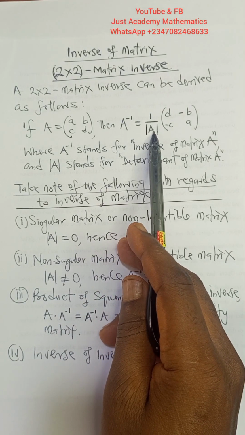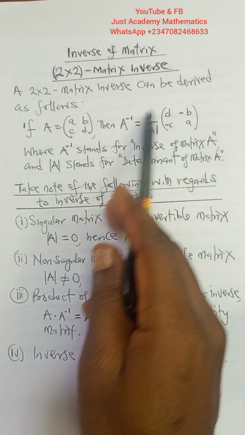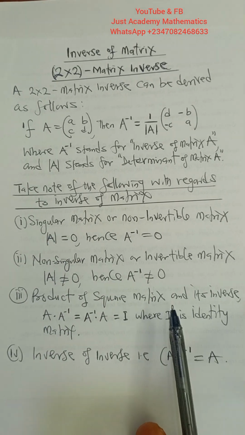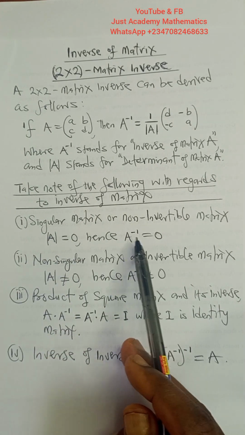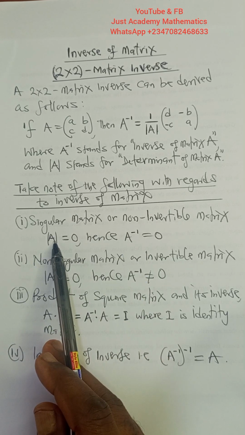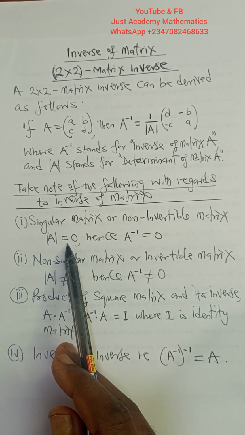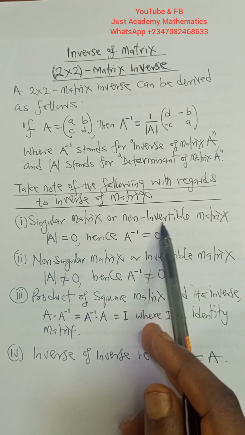Because when determinant is 0 here, you can see a determinant. It means that this expression is not defined. It has no inverse. That means A cannot have an inverse. I get what I'm saying? So we can say that A does not have an inverse when determinant is equal to 0. And when determinant of any matrix is 0, that matrix is a singular matrix or non-invertible.